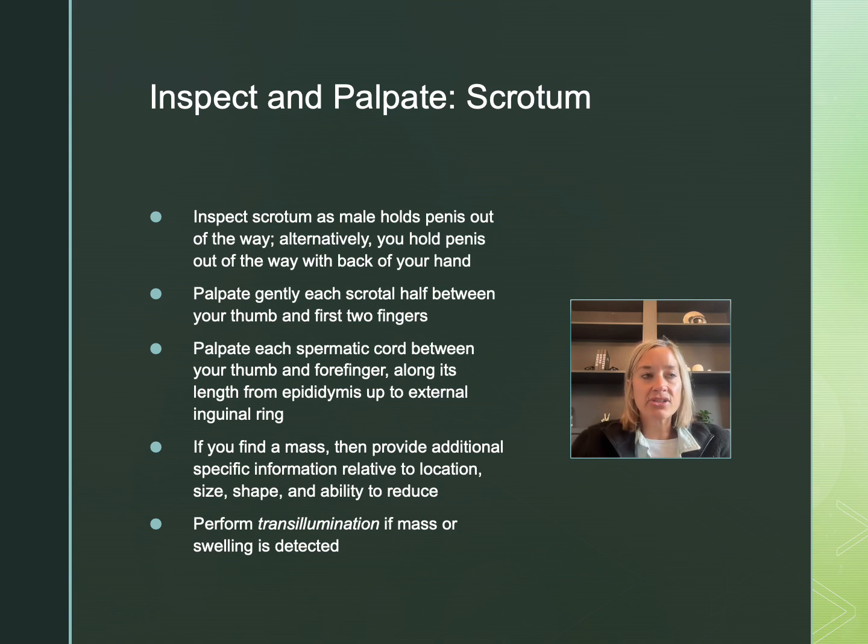Take note of the texture, the consistency. Each side should feel smooth and be free from lumps. After assessing the scrotum, proceed to palpate each spermatic cord. Using your thumb and forefinger, trace the cord's length from the epididymis up to the external inguinal ring. As you do this, you're checking for any irregularities or tenderness.